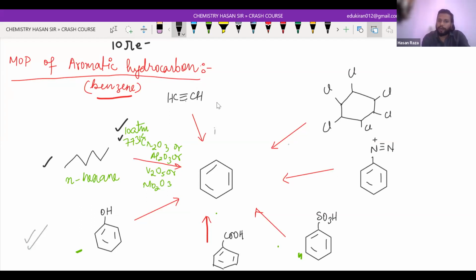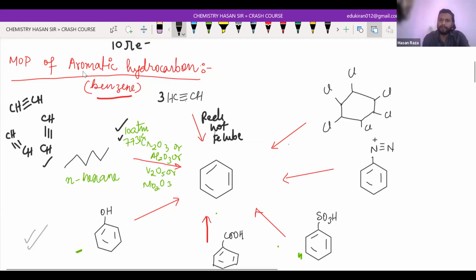And if you want to prepare benzene from ethyne, you need to pass it through a red hot iron tube, and you need to take 3 moles of ethyne. I'm going to explain this. CH triple bond CH. This basically trimerizes like this. This will go like this, and it will form benzene.